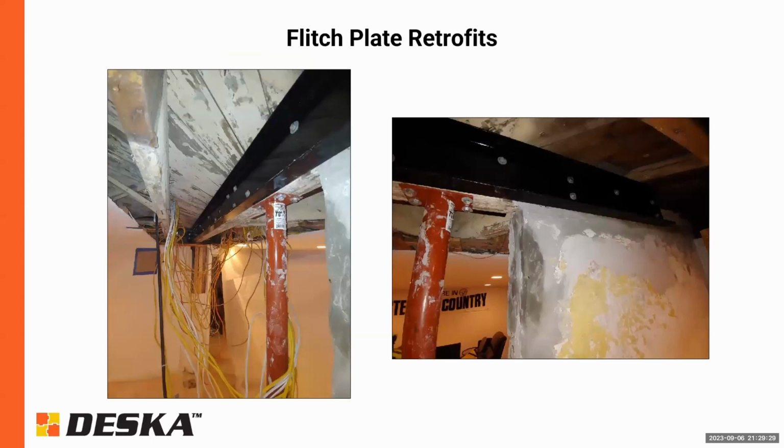Okay. Here's an example of what we call a flitch plate retrofit. This is an example where you have an inappropriate or an inadequate sized timber beam. Steel plates, or in this case, a steel channel, can be bolted to it to increase the capacity of it. In this case, we call this a flitch plate, where you essentially sandwich the timber beam with steel.